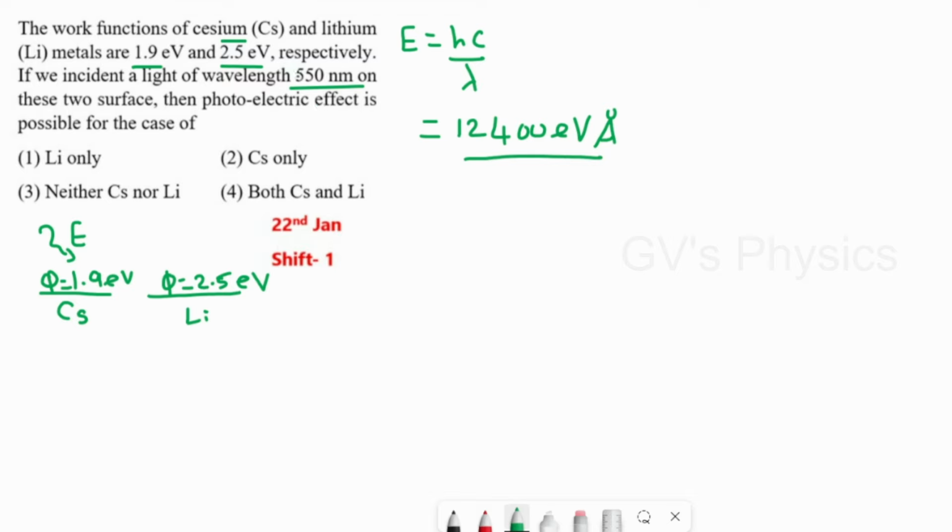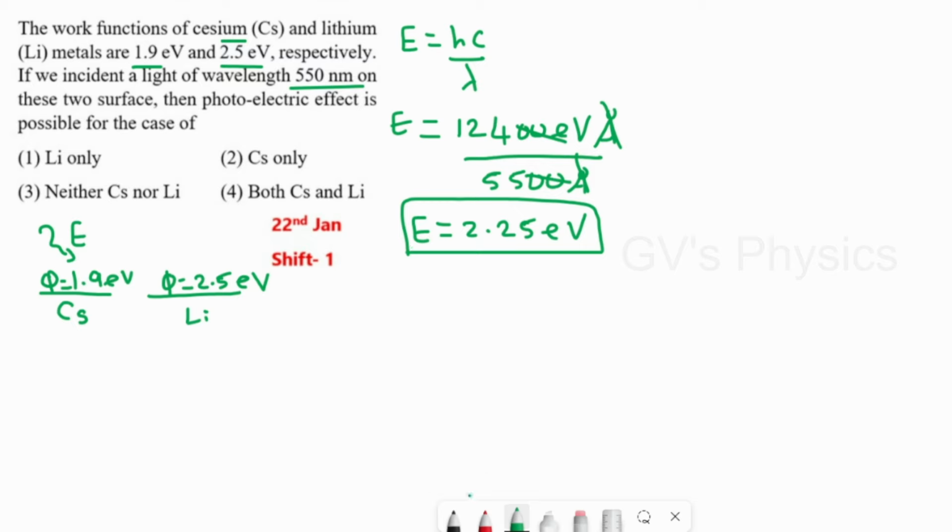By wavelength, they have given 550 nanometer. Here I am going to substitute in the form of Angstrom, so that will be 5500 Angstrom. So this is energy E. Angstrom will get cancelled. Balance, the zeros will get cancelled. 124 by 55 will be 2.25 electron volt. So this is the energy incident on both the metals.